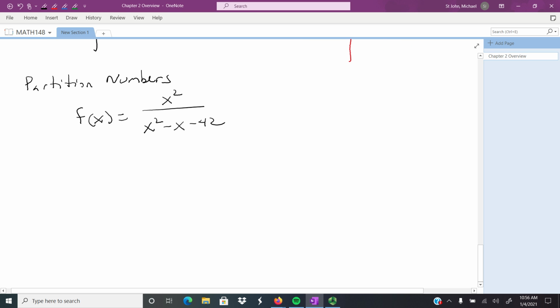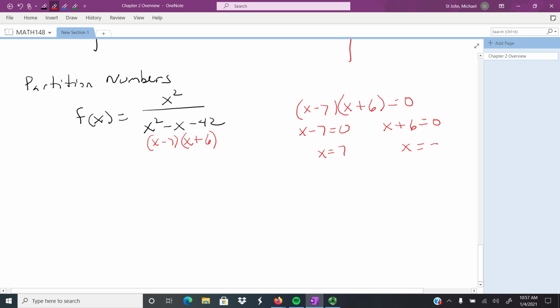Well, the bottom thing is a trinomial. It happens that that thing could be factored, and so this gives me x minus 7, x plus 6. And so other numbers would make that equal to 0. So x minus 7 times x plus 6 equals 0. Well, either x minus 7 could equal 0, or the x plus 6 could equal 0. So here I get, this would be 7, and this would be negative 6. So those would be what are called my partition numbers, right?